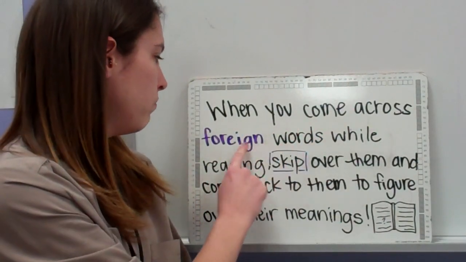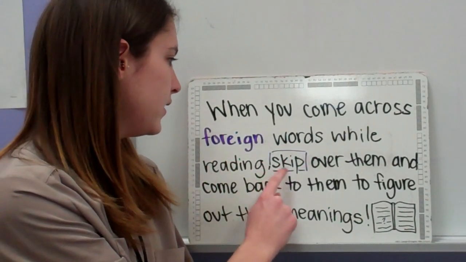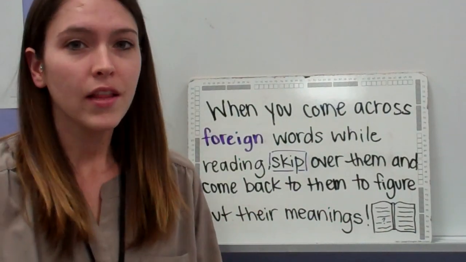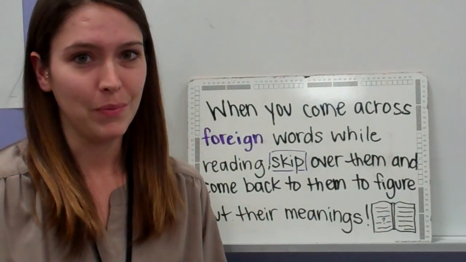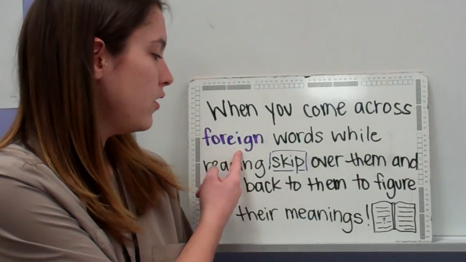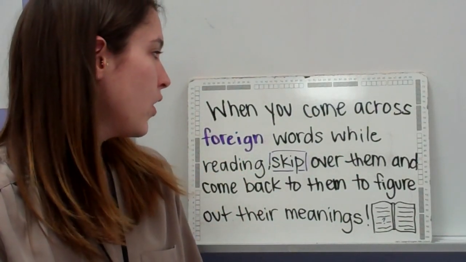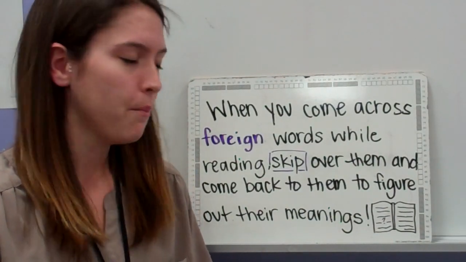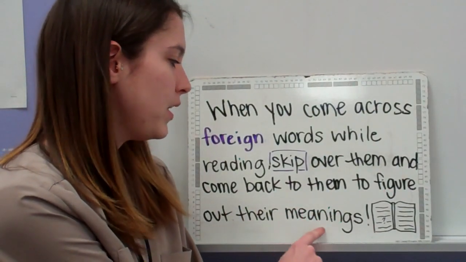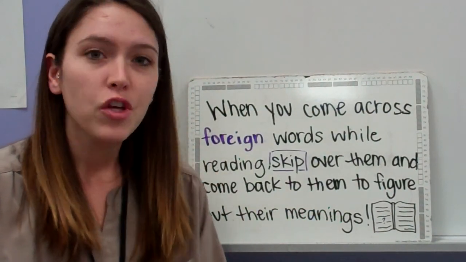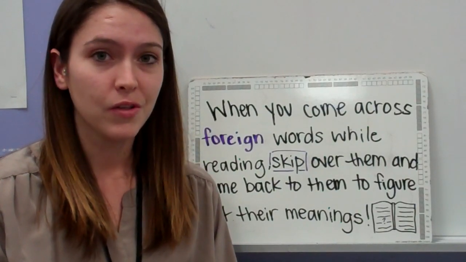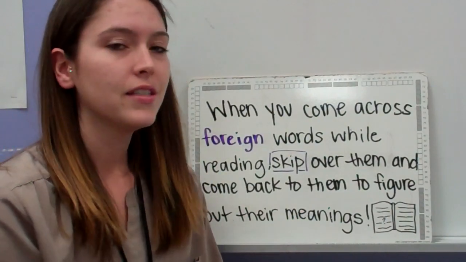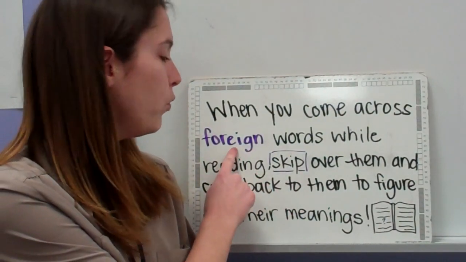When you come across blank words while reading, skip over them and come back to them to figure out their meanings. Let's use the information that we do understand from the sentence to help us figure out this unknown word, foreign. We know that we're looking for some type of words that we're going to skip over and come back to figure out their meanings. So the type of words that you might skip over to find out their meanings would be a word that you don't already know the meaning to. So the clues in this sentence help us figure out what this word foreign means.